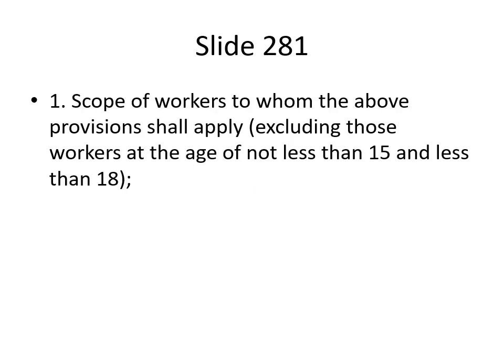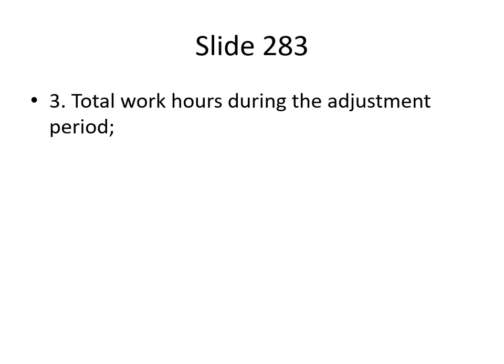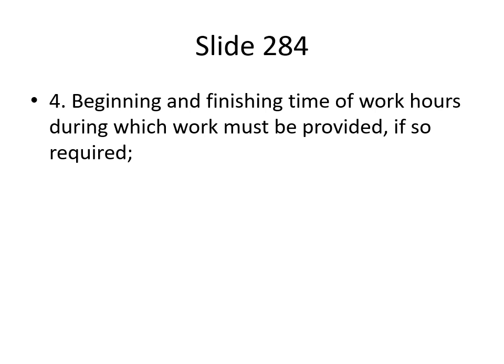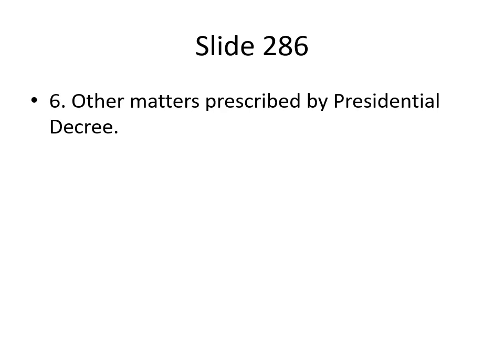1. Scope of workers to whom the above provisions shall apply, excluding those workers at the age of not less than 15 and less than 18. 2. Adjustment period, determined to be a specified period of not exceeding 1 month. 3. Total work hours during the adjustment period. 4. Beginning and finishing time of work hours during which work must be provided, if so required. 5. Starting and ending time of work hours which workers are allowed to determine. 6. Other matters prescribed by presidential decree.